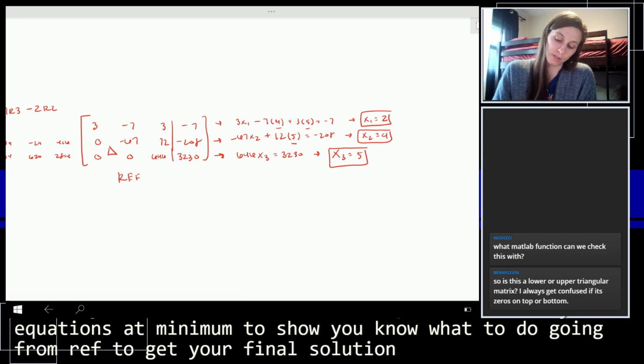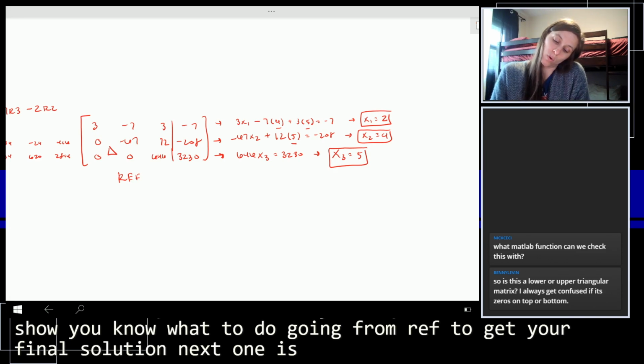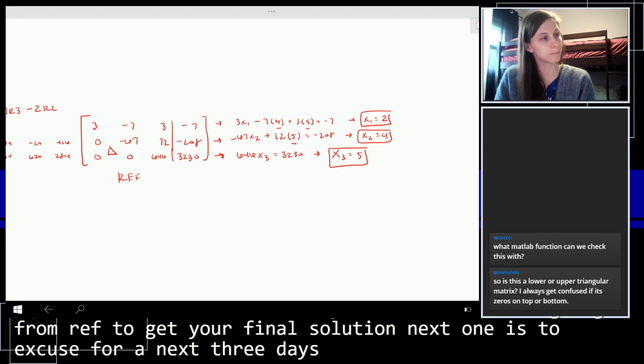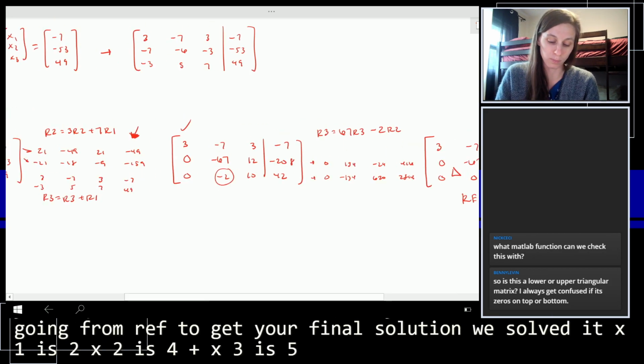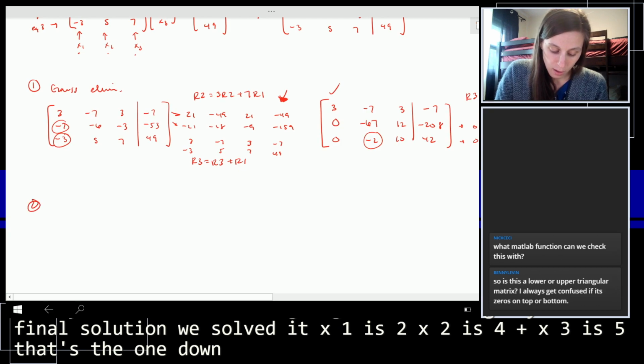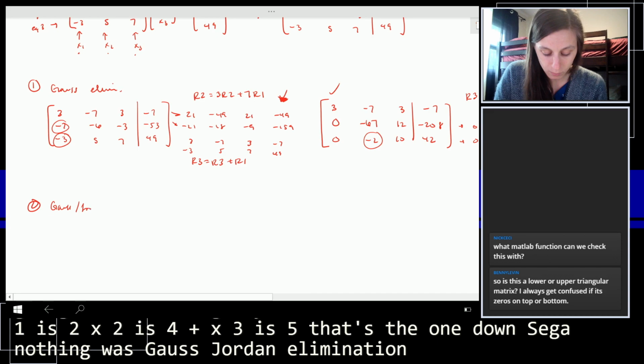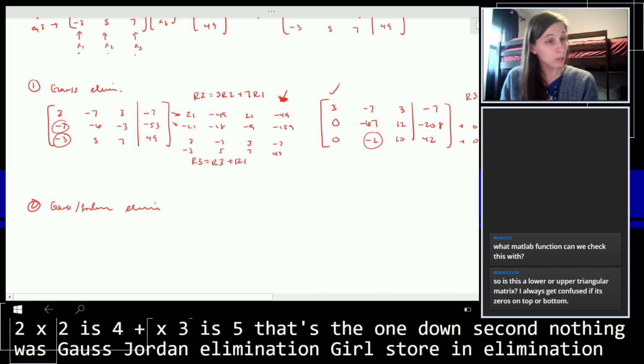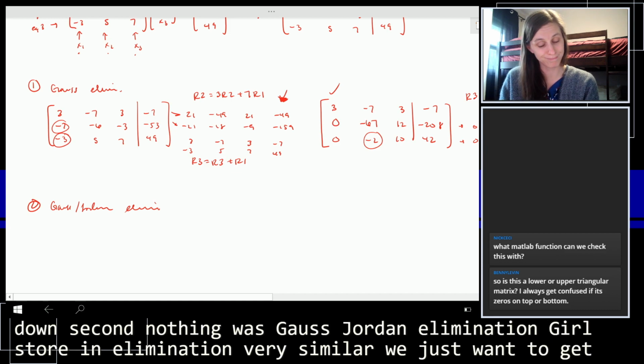And there we go. We solved it. X1 is 2, X2 is 4, and X3 is 5. Woohoo! Method 1 down. Second method was Gauss-Jordan elimination. Gauss-Jordan elimination, very similar. We just want to get more zeros.